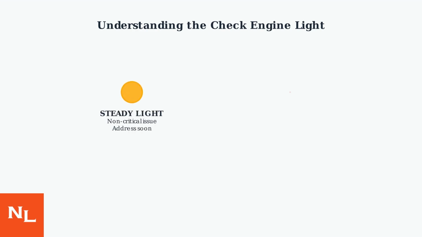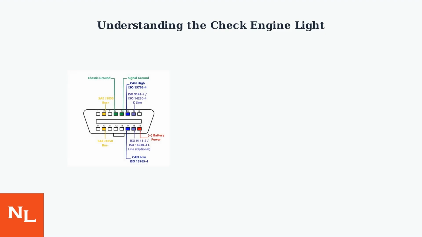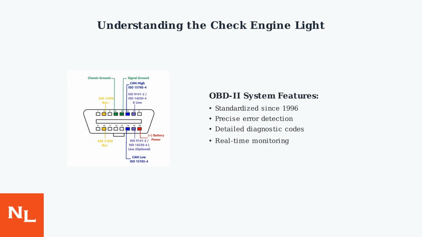There are two main types of check engine light warnings. A steady light indicates a non-critical problem that should be addressed soon, while a flashing light signals a severe issue requiring immediate attention. Modern vehicles use advanced onboard diagnostics, or OBD2 systems, for precise error detection and reporting. These systems have been standard in all vehicles since 1996 and provide detailed diagnostic information.